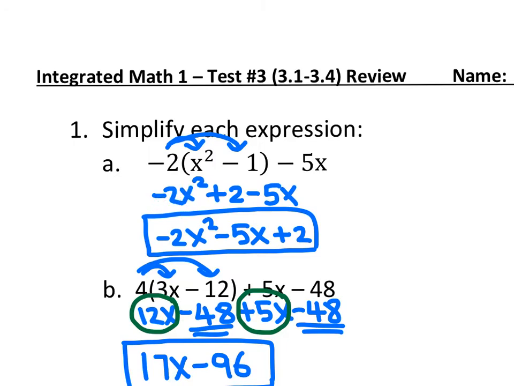If you look at the problem, none of these are the same type of term, so none of them are like terms. This is an x squared, that's an x, and this has no variable at all. So if we put them in order from largest to smallest, or in descending order, we start with the x squared, and then the x, which is the negative 5x, and then the one without the variable, so 2. So it goes 2, 1x, 2x's, 1x, and no x's.